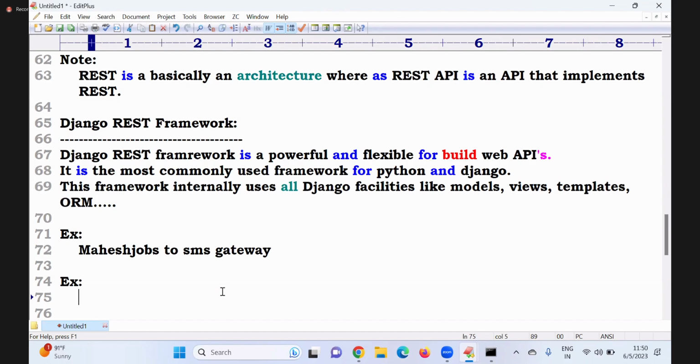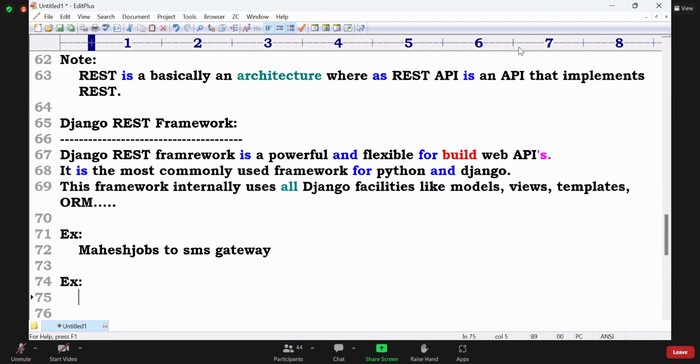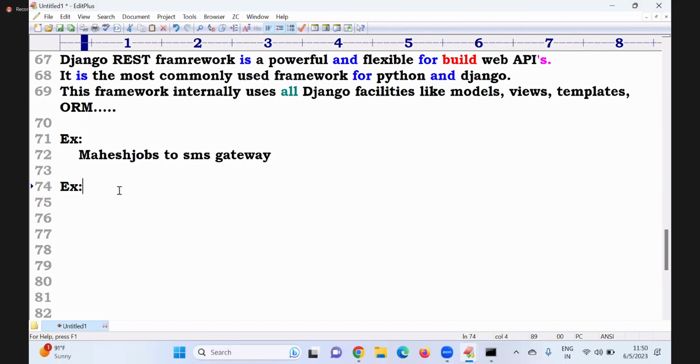Sir, another example I will tell. Throughout the world, how many people are there? 8 billion, sir, that is 800 crores. 7.8, assume. 8 billion means 800 crores of people are there throughout the world. Now my question is, world population. Yeah, 800 crores only, not 8,000.